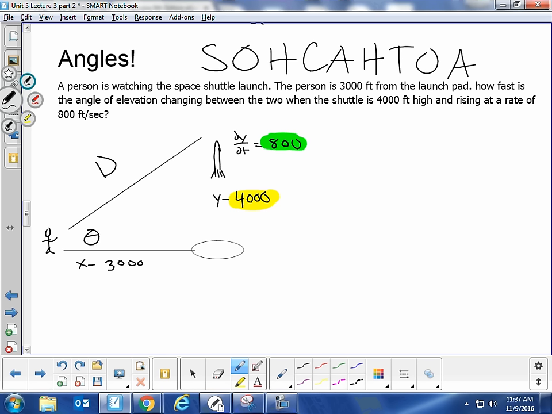Angle of elevation is the angle between the ground and the sight line of the person to the space shuttle. That'd be the angle of elevation from the ground up. So this theta is what we are looking at. Now the question is, how fast is that changing? We want to find d theta dt.